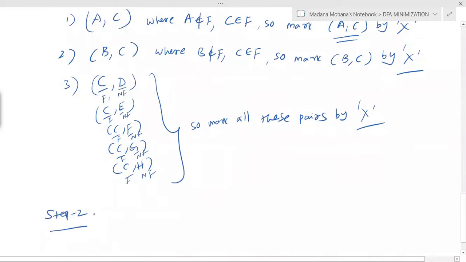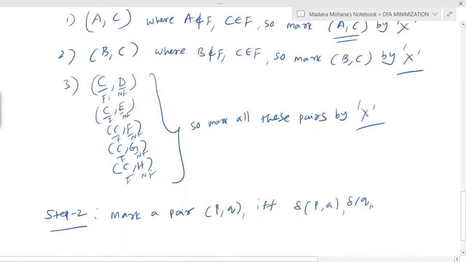Now step 2, what you have to do. Other than the final and non-final combinations, you can apply step 2. Mark a pair P comma Q if and only if delta of P on a comma delta of Q on a is marked for some a belongs to sigma.